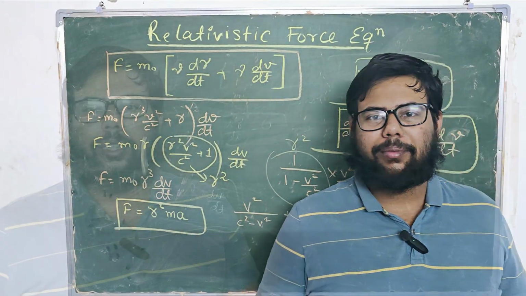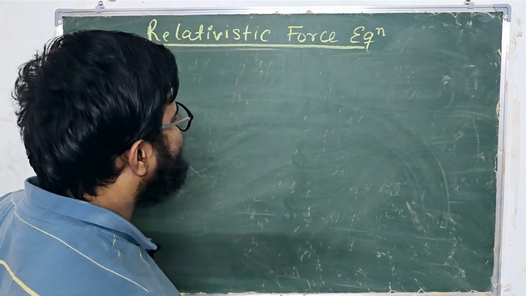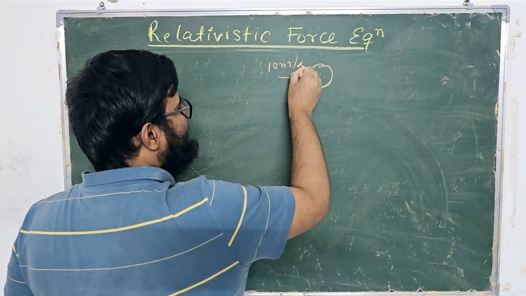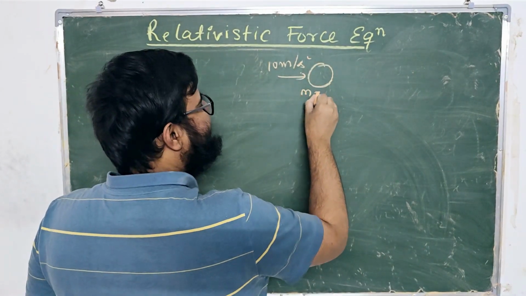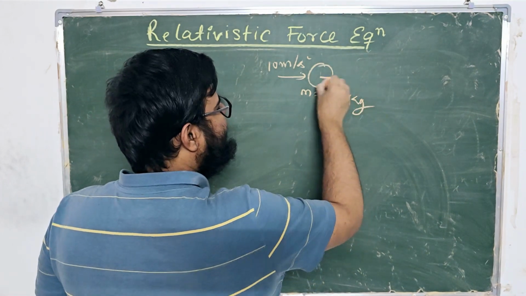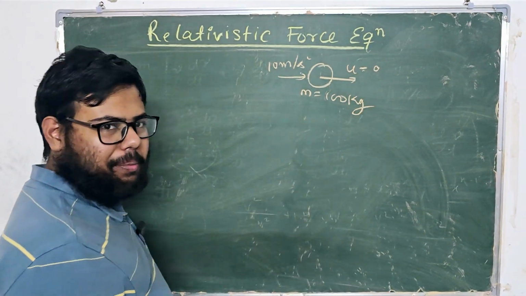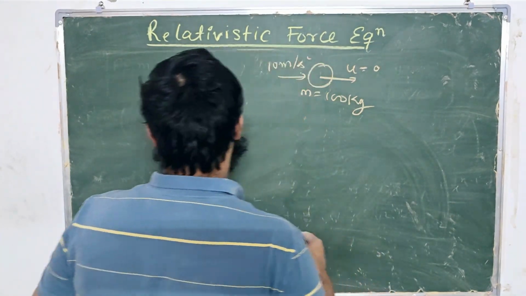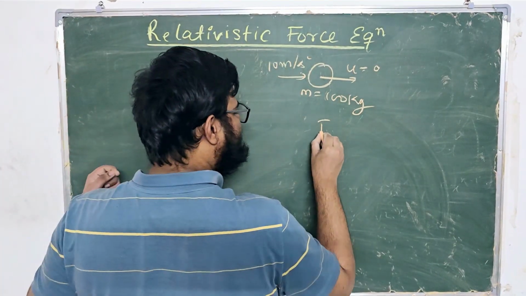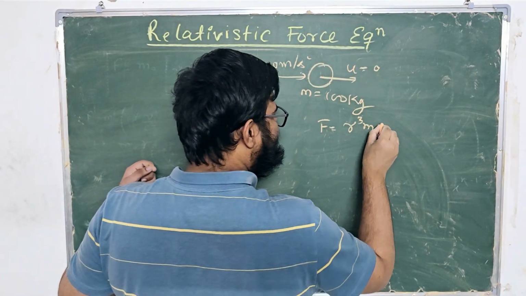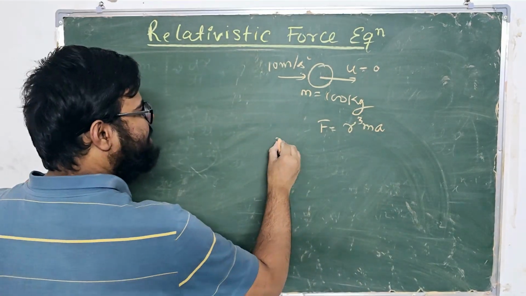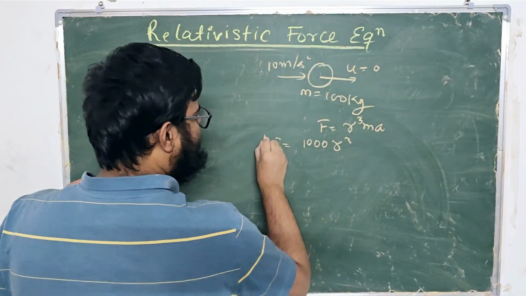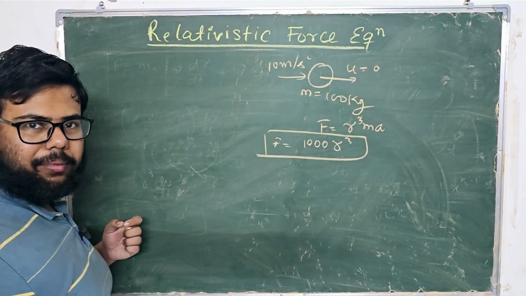Just check it once. So now let's take the previous example, you are applying an acceleration of 10 meter per second square. The body is of 100 kg. It is at u is equal to 0. Now let's apply the same equation, I mean the equation which we have derived. F is gamma cube times m a, correct? So you will get F is equal to 1000 gamma cube, right?